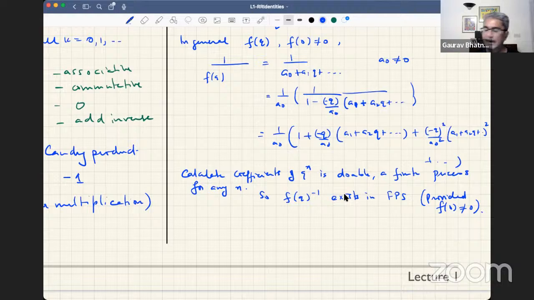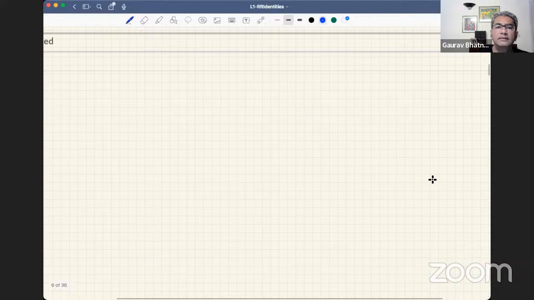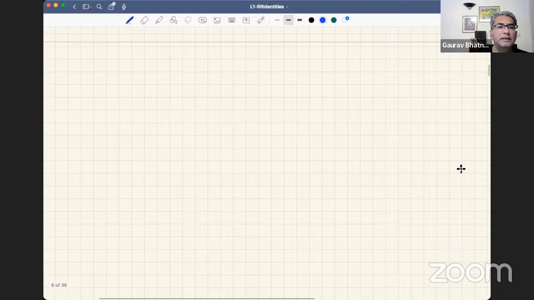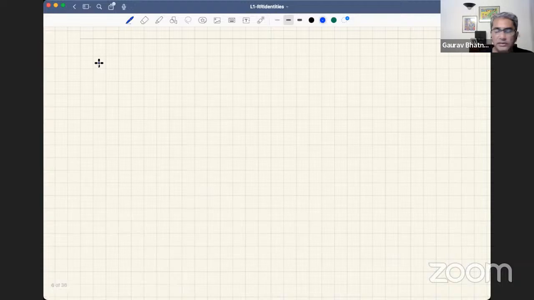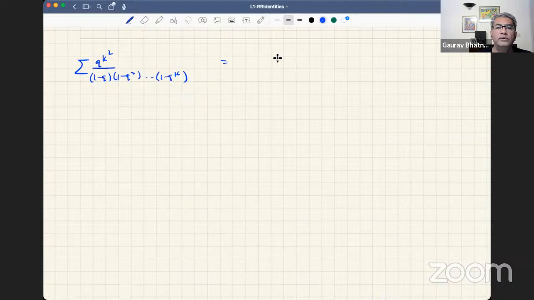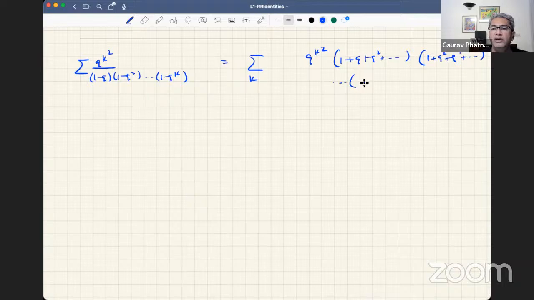Coming back to the Rogers-Ramanujan identities, we had q raised to k squared over (1 minus q)(1 minus q squared) up to (1 minus q raised to k). So if you look at each term for every k, there's a q^(k squared), and then this guy, 1 over 1 minus q, you can write as 1 plus q plus q squared, and so on. Then 1 over 1 minus q squared, you can write as 1 plus q squared plus q raised to 4 plus so on, and so on for every guy: 1 plus q raised to k plus q raised to 2k plus. You can see that in principle, you can calculate the coefficient of q raised to n for any n.